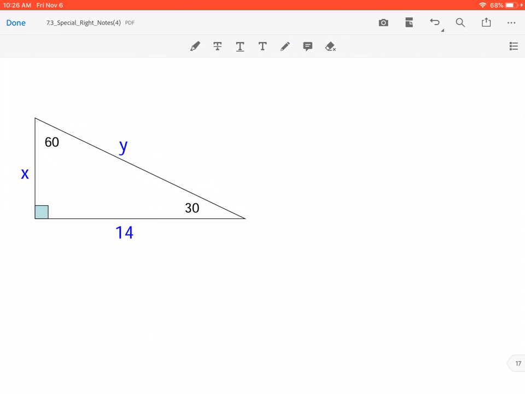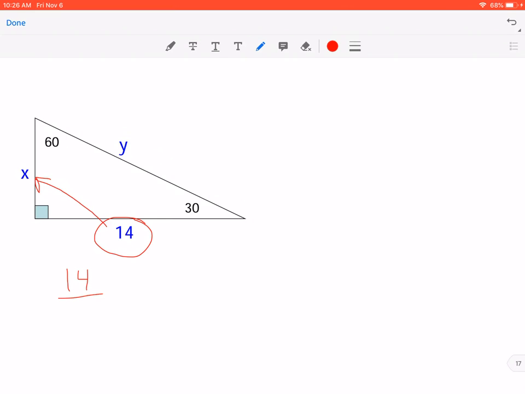Same thing. This is the long leg. I got to go to the short leg. How do I go to the short leg? I divide by radical 3. All right. Again, we have a problem. Can't have radical 3 on the bottom, so multiply by radical 3 over radical 3. So what that gives us is 14 radical 3. Radical 3 times radical 3 is radical 9, but that just turns into 3.